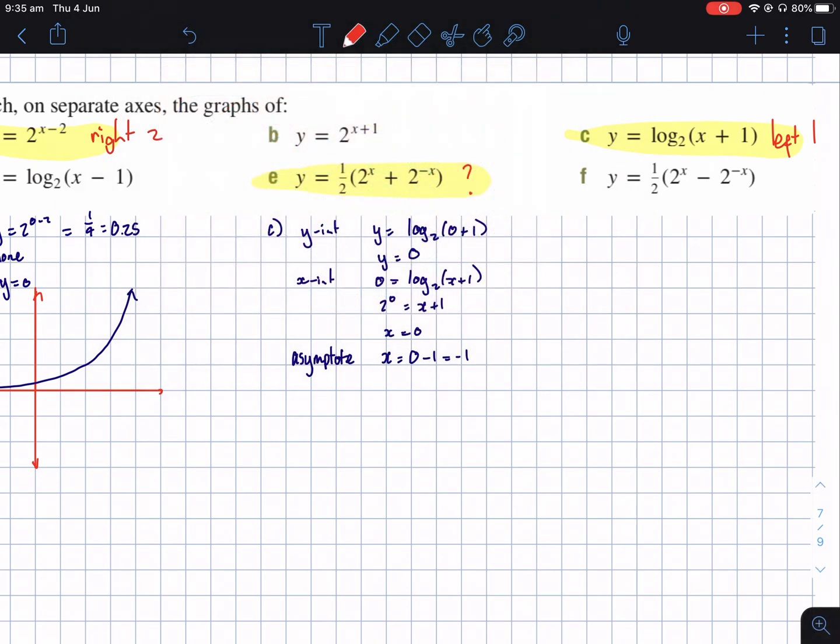Now let's sketch it. So this time, instead of coming up here and cutting across like that, it's literally being moved left 1 spot. So there it is. And just pretend I'd drawn this better.